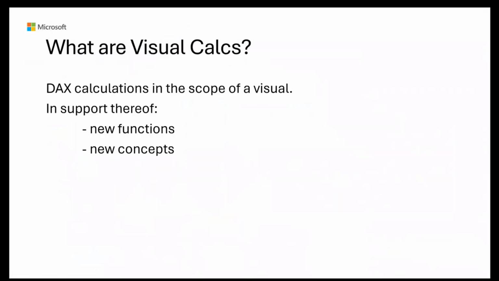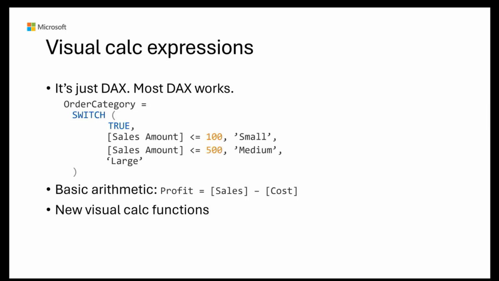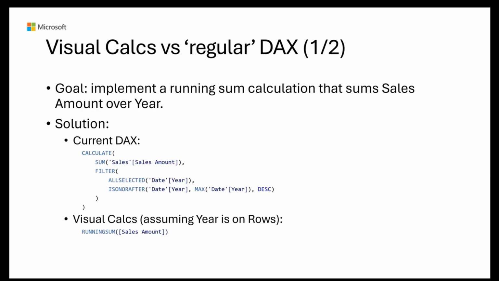So before we get there, what are visual calcs? Just to wrap that up, they're DAX calculations in scope of the visual. In support thereof, we have new functions and new concepts that you have to be aware of. It's just DAX. Most DAX will work. If you have a calculated column that does a switch to divide your orders into categories, you can absolutely take that, put it into a visual calc, and it will just work. Basic arithmetic, as I showed you, will work. Other stuff will work. New visual calculation functions are specific to visual calcs. That will also work.